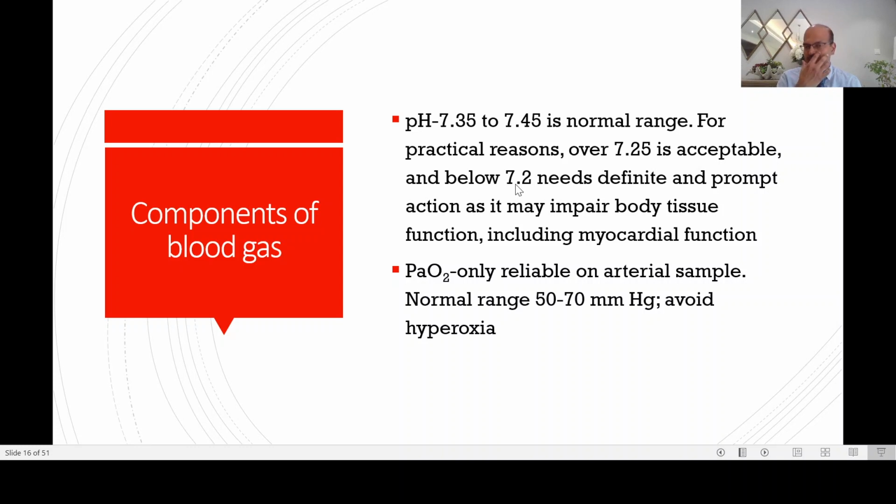Of course, it doesn't mean you give a bicarbonate dose. It depends on what is the underlying factor that is producing it. We will discuss it in part 2. The PaO2 is only reliable on an arterial sample. We'll be discussing this in the next part as well, what sample to take. The normal range is 50 to 70 millimeter mercury, and we should avoid hyperoxia.